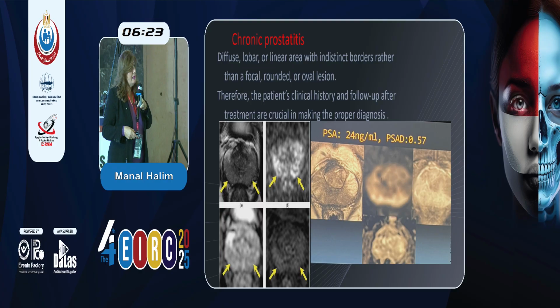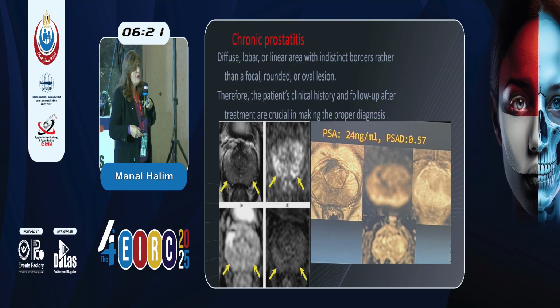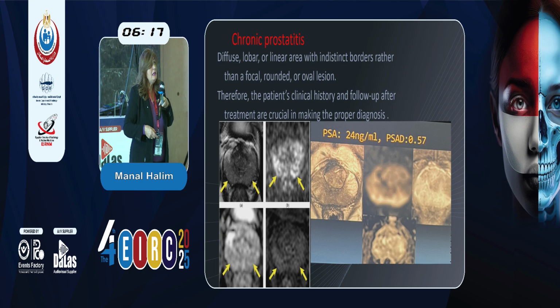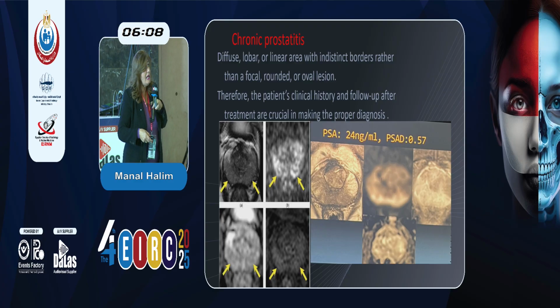Chronic prostatitis. In this case, the PSA was 24 nanograms and the PSA density was 0.5. As we see here, there is ill-defined diffuse hypointensity on T2 weighted signal. Hypointensity is well seen, with some contrast enhancement and restriction in the diffusion weighted images. Same in this case, still ill-defined, a large hypointense lesion in T2 weighted image, which shows some restricted diffusion and contrast enhancement.